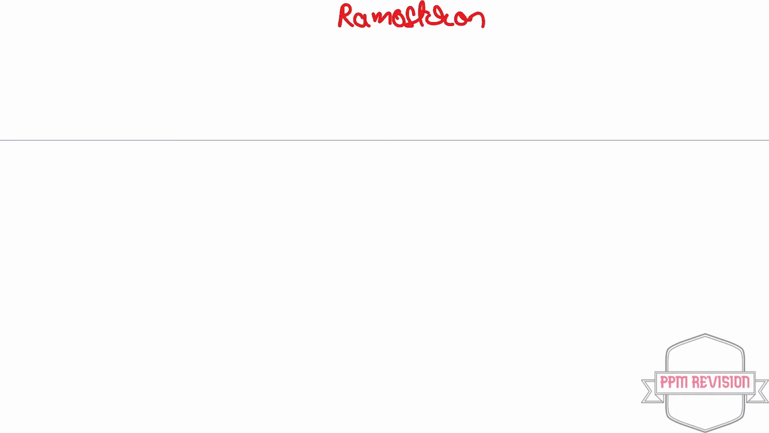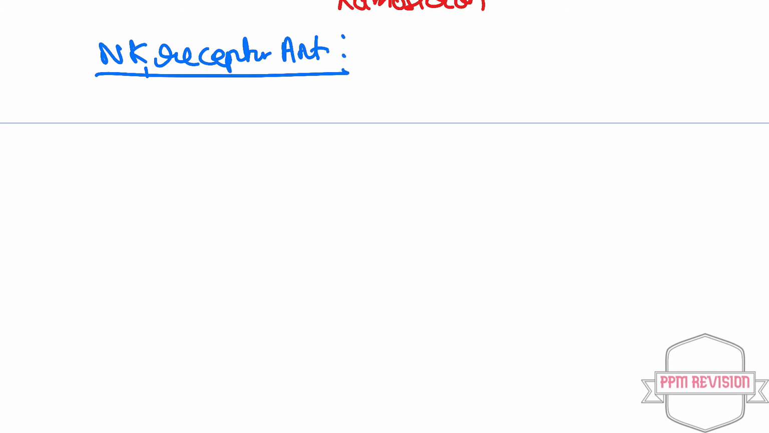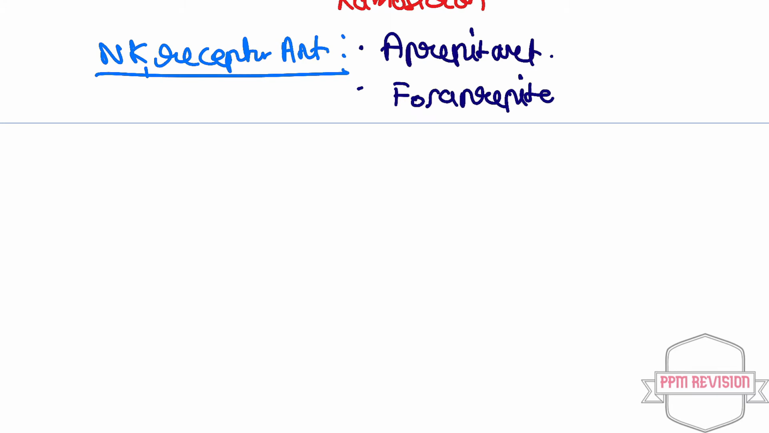Okay, now moving ahead, there is a class of NK receptor antagonist. Under the NK receptor antagonist, there is aprepitant, and next is fosaprepitant. So the prepitant part is constant, and you have A and then fosa. Next there is adjuvant antiemetics.